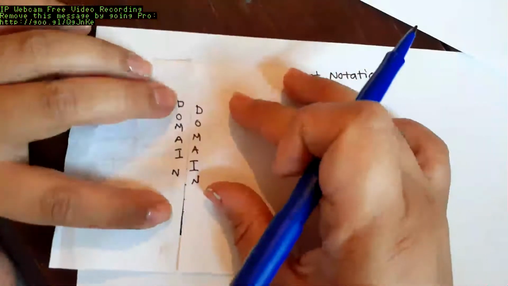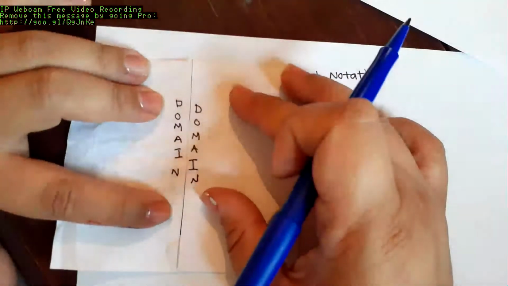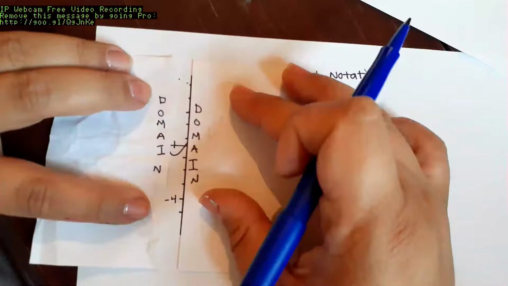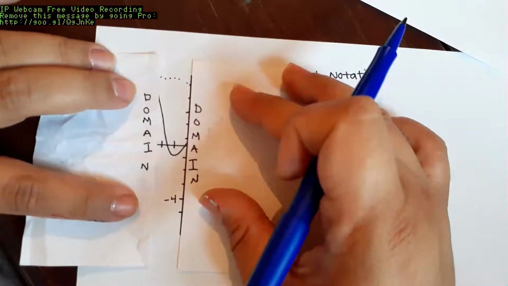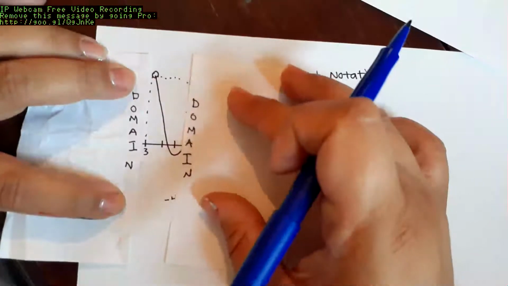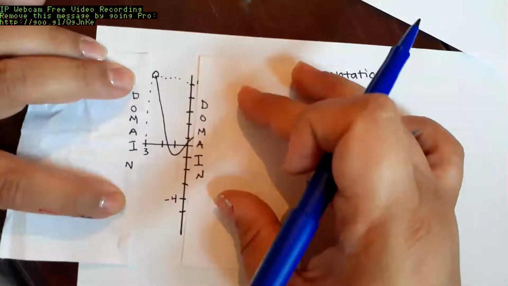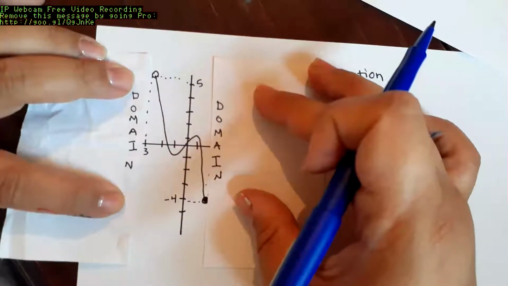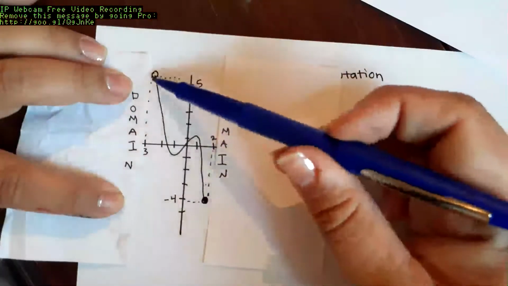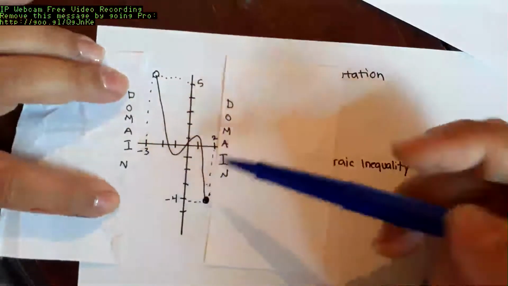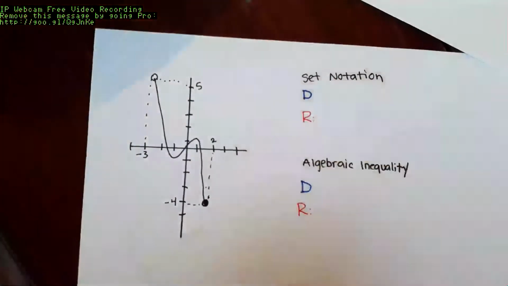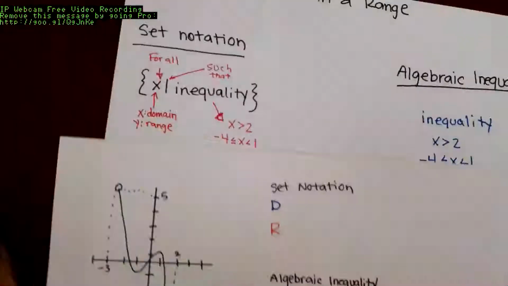Okay, so for my domain, I'm going to see where my graph starts and where my graph stops. So I always start on the negative side. So I'm going to move my domain focusing on my x-axis and see where my graph starts. It is right here at -3. So then I'm going to move to my positive side and see where it stops, and that's right here at 2. So my domain is going to be between -3 and 2.